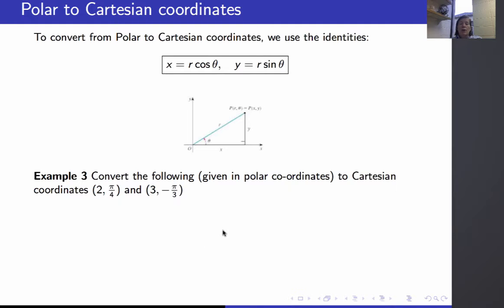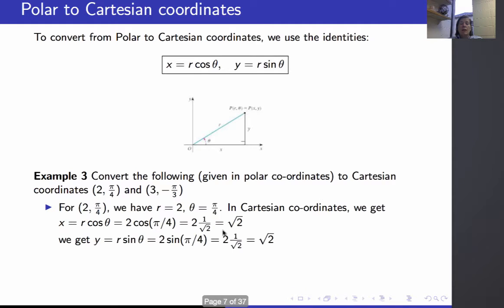So suppose I want to convert the following points given in polar coordinates to Cartesian coordinates. The first point has r equals 2 and theta equals pi over 4. The x-coordinate must be r times cosine theta, which is 2 times cosine pi over 4, which is 2 over the square root of 2, which is the square root of 2. And the y value must be r times sine theta, which is 2 times sine pi over 4, which is also the square root of 2. So the Cartesian coordinates for the first point are x equals the square root of 2, y equals the square root of 2.